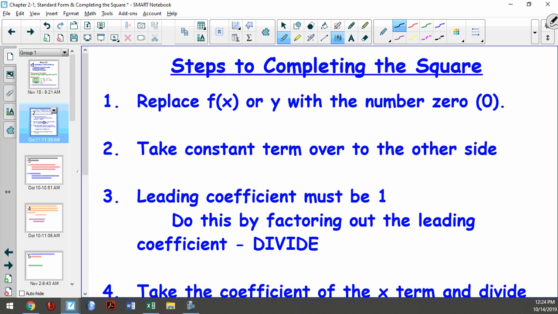Now, steps. How do I do this? Replace f of x or y with the number 0. So any place you see an f of x or y, go ahead and make it 0. Then take your constant term over to the other side. What is a constant term? The constant term is the number without the variable.